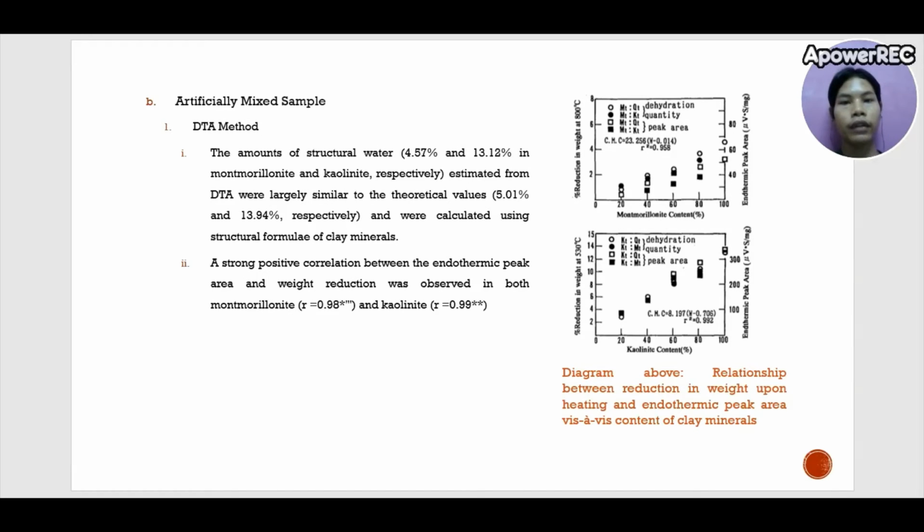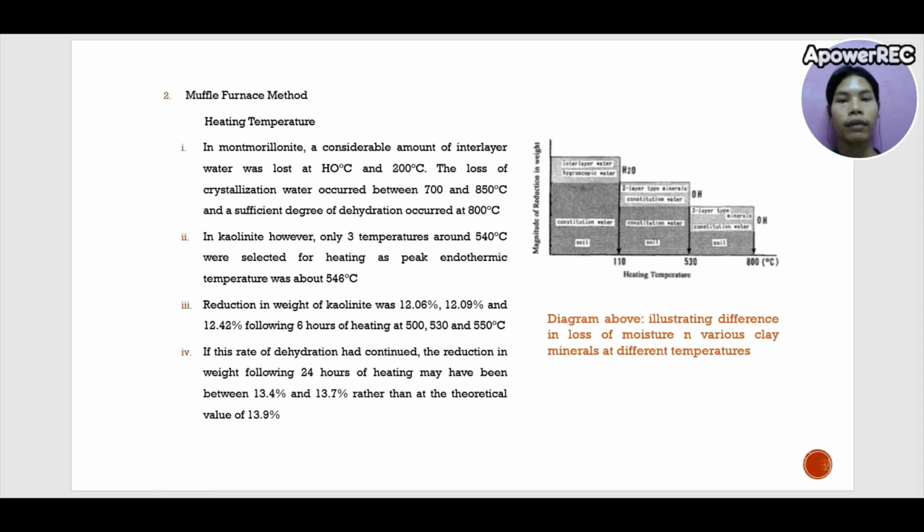So this is the artificially mixed sample, so DTA method. The amounts of structural water, 4.57 and 13.12, in montmorillonite and kaolinite respectively, estimated from DTA were largely similar to theoretical values and were calculated using structural formula of clay minerals. So, a strong positive correlation between the endothermic peak area and weight reduction was observed in both 3-layered samples and 2-layered samples. So next is the muffle furnace method, which is the heating temperature.